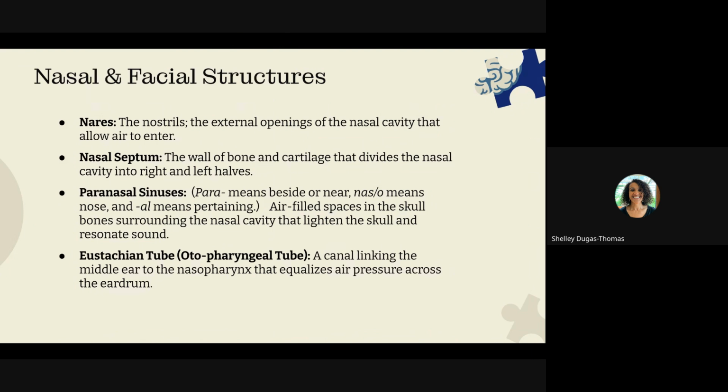So we'll break down the word parts. Nares are your nostrils. Septum comes from the Latin word for wall or partition. A deviated septum is a wall that is leaning too far to one side. Paranasal, when you break that down, it's para, which means beside or near, naso, which means nose, and al means pertaining to. So pertaining to spaces near the nose. Eustachian tube links the middle ear to the nasopharynx. This is why a severe upper respiratory infection can easily turn into an earache. The anatomy provides a physical highway for bacteria.